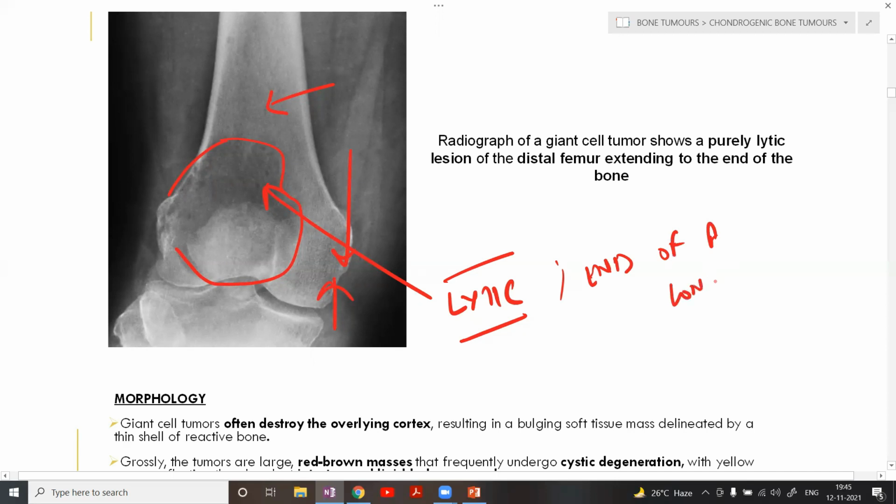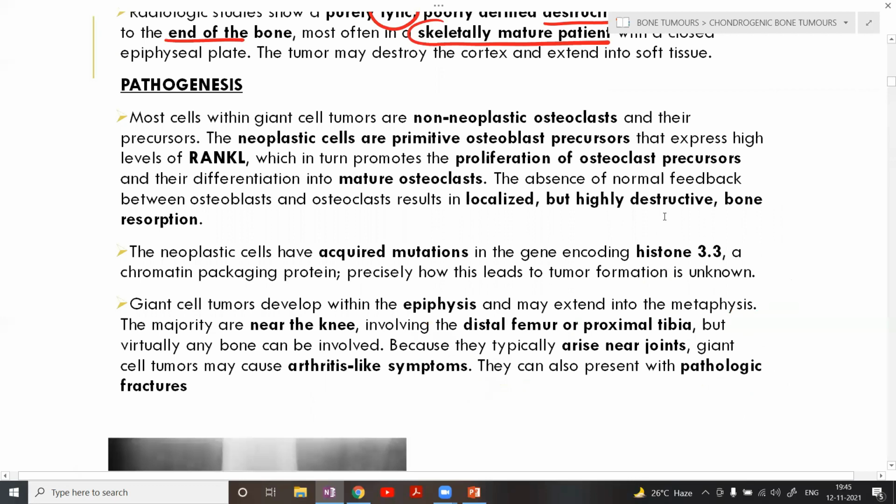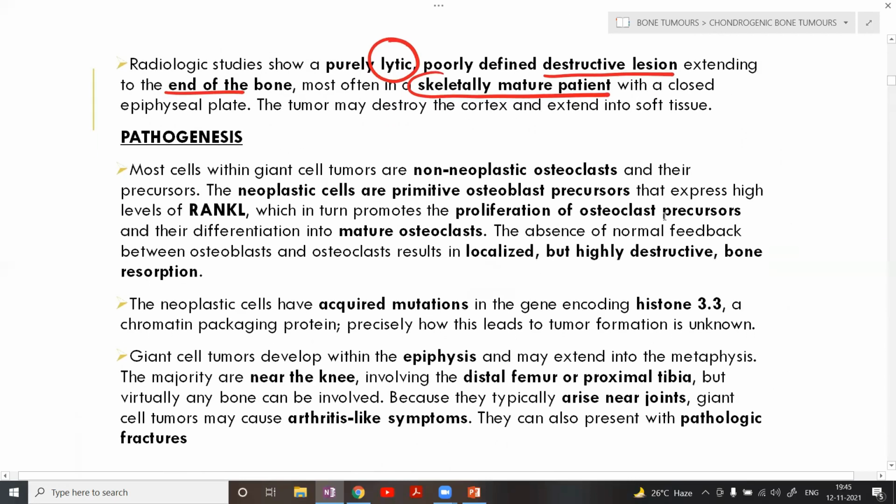End of a long bone. And it has involved the epiphysis, if you can see. So it is involving the epiphysis. Okay. So this is very important, and the age group again will become very important for diagnosis. Okay. So looking over here, now one very important thing over here is the pathogenesis.